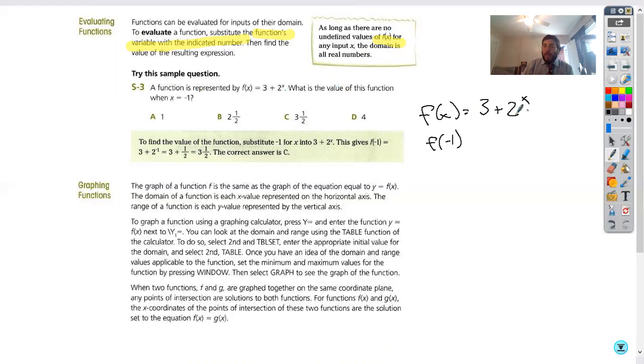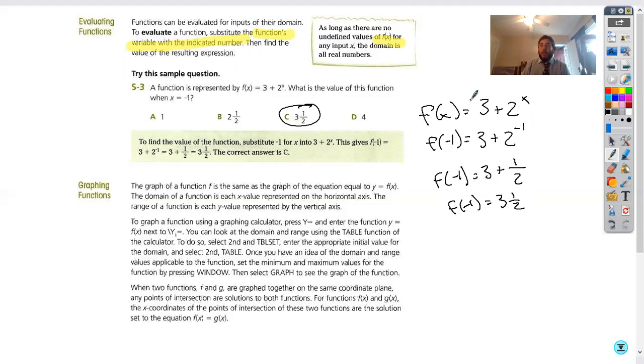So what we do is wherever we have an x in our original function, we're going to substitute in -1. So 3 plus 2 to the -1. And now we can just continue to evaluate it. So 3 plus, when we have 2 to the -1, that's the same as just 1 over positive 2 to the positive 1. Then if we're adding 3 plus 1/2, it's going to be 3 and 1/2, which is choice C. So that's how we evaluate our function, just by substituting in the value that they wanted us to find, f of x, when x is equal to -1.